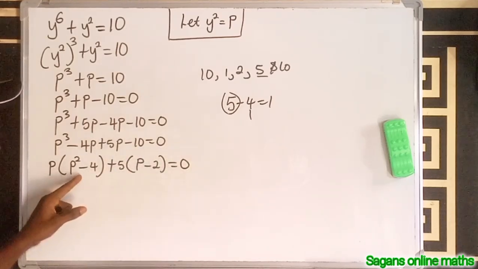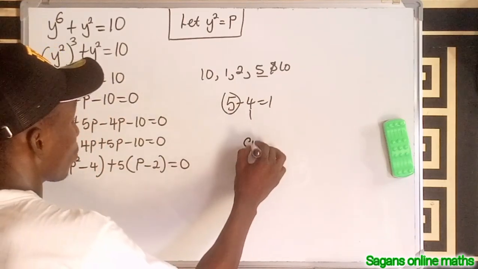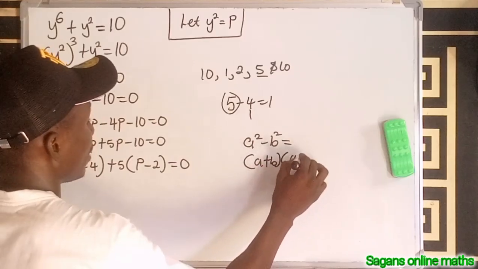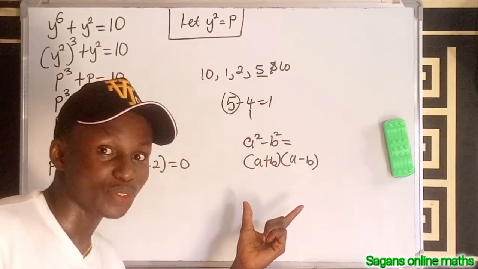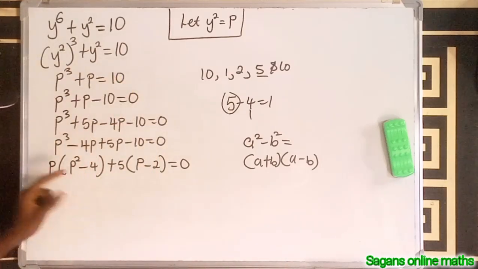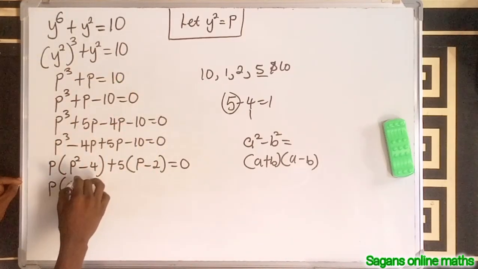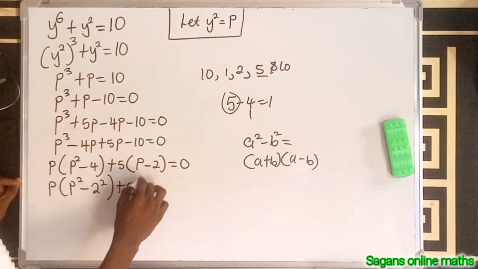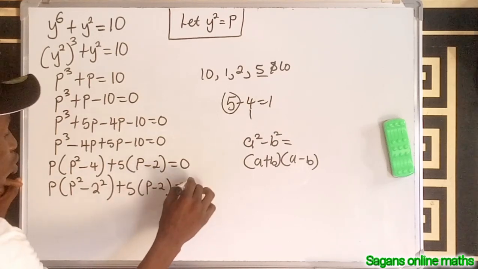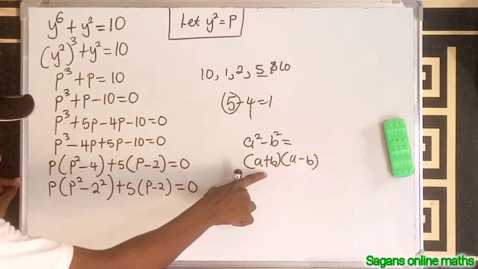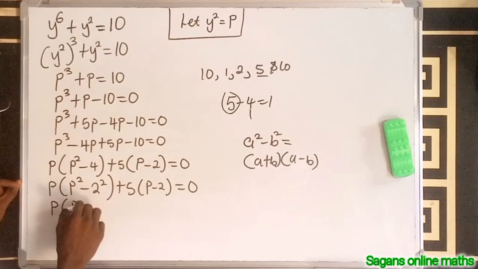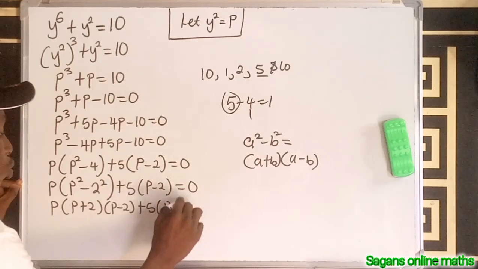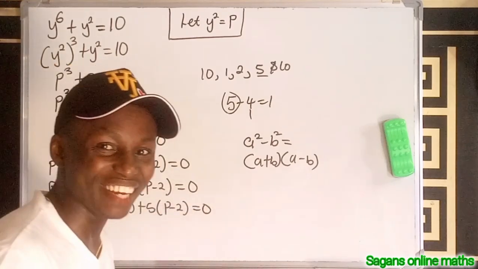Now from here, you can see that we have a difference of two squares, because A to the power of 2 minus B to the power of 2 equals A plus B multiplied by A minus B. So we can do something very interesting here. We have P into P to the power of 2 minus 2 to the power of 2, representing 4, plus 5 into P minus 2, equals 0. Since this is a difference of two squares, we can write it as P into P plus 2 into P minus 2, plus 5 into P minus 2, everything equals 0.